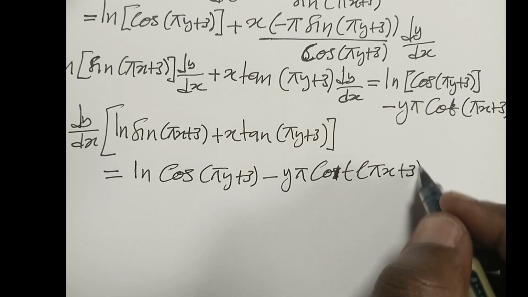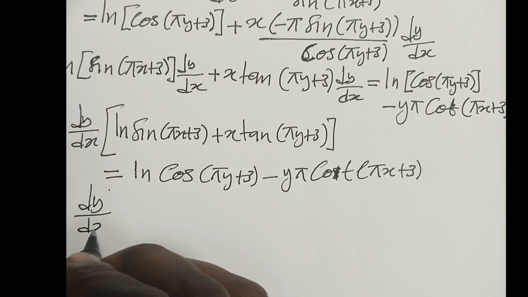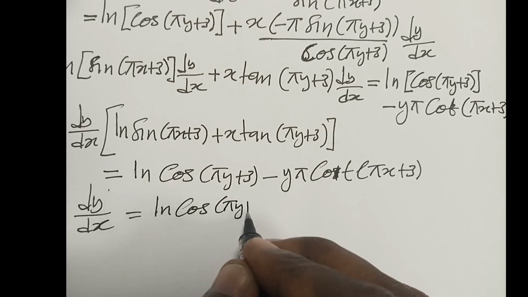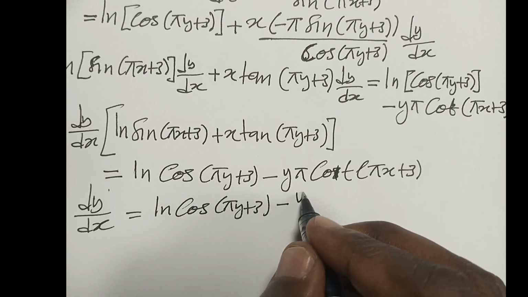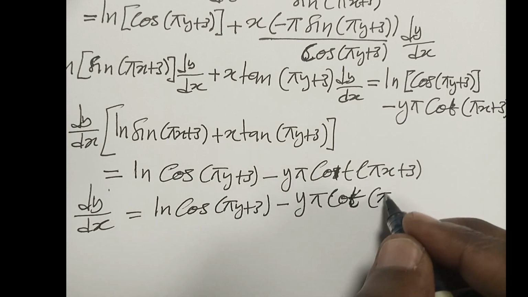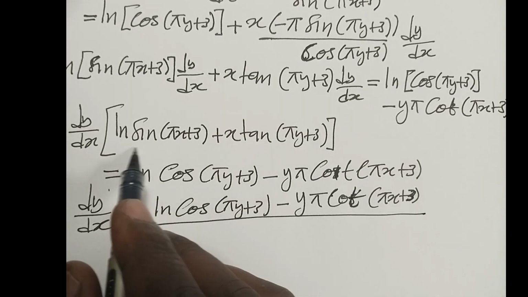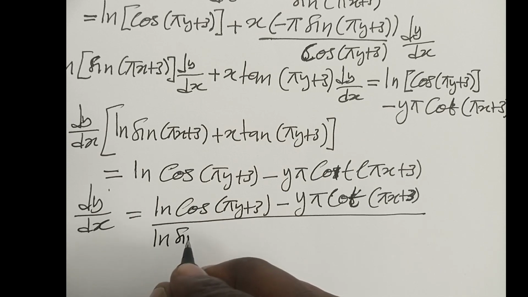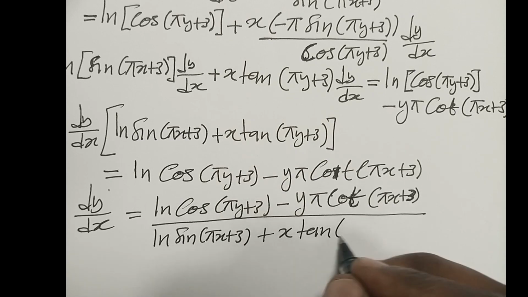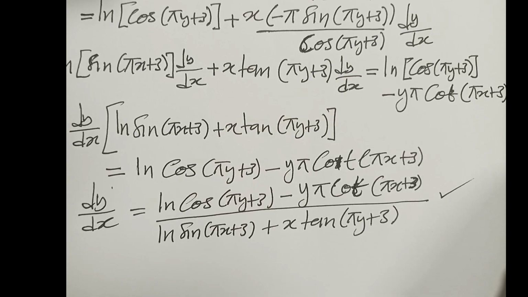pi x plus 3. So divide through by this, so your dy dx will be given by this natural log of cos pi y plus 3 minus y pi cot pi x plus 3, and everything over natural log of sine pi x plus 3 plus x tan pi y plus 3. This is the final answer to our problem.